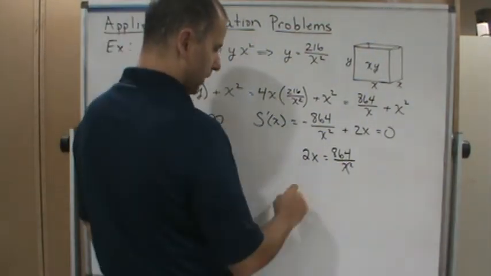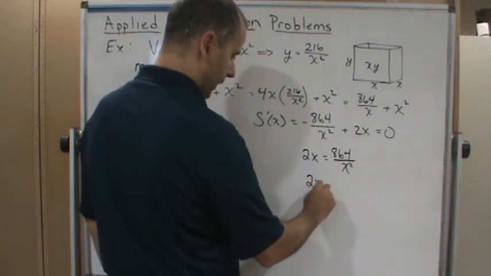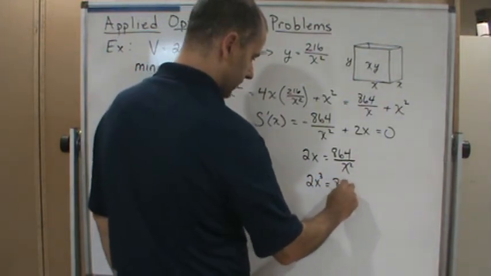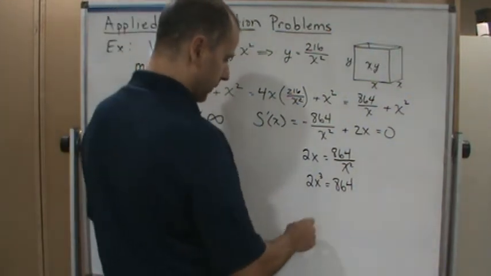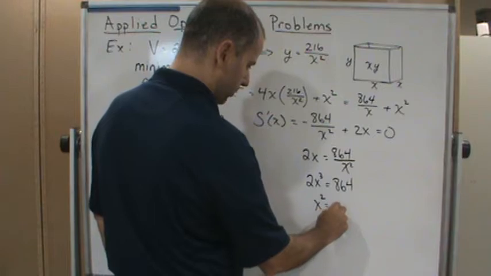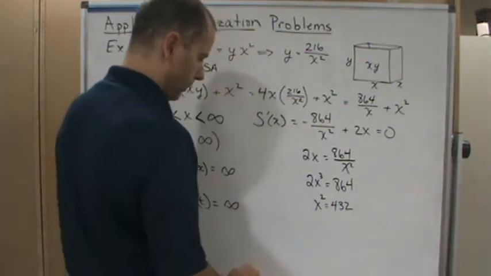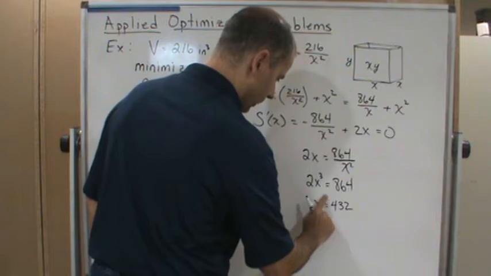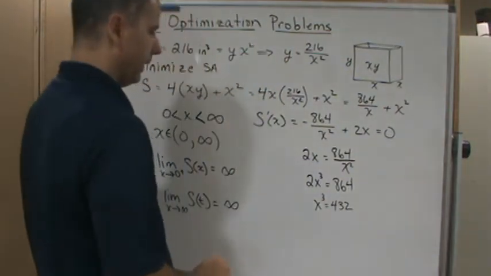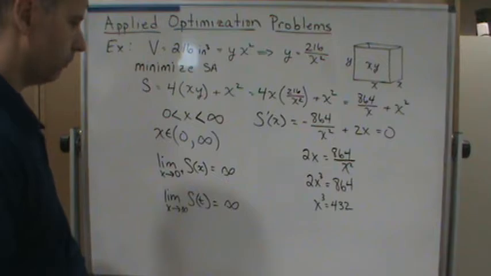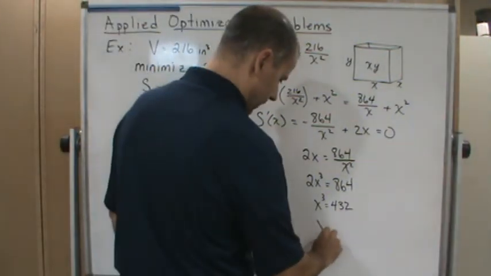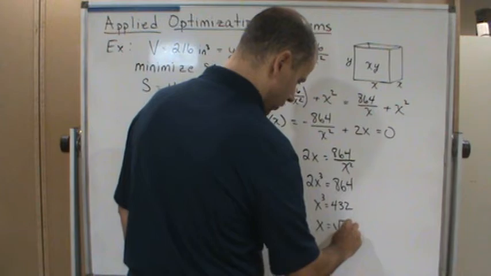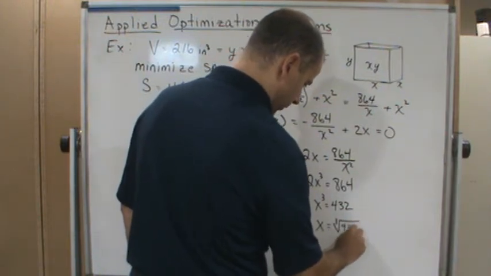And so now if I multiply both sides by x squared, I get 2x cubed is equal to 864. Now I divide both sides by 2 and I get x cubed is equal to 432. X cubed, not x squared. Now I'm going to take the cube root of both sides. So that means x equals the cube root of 432.